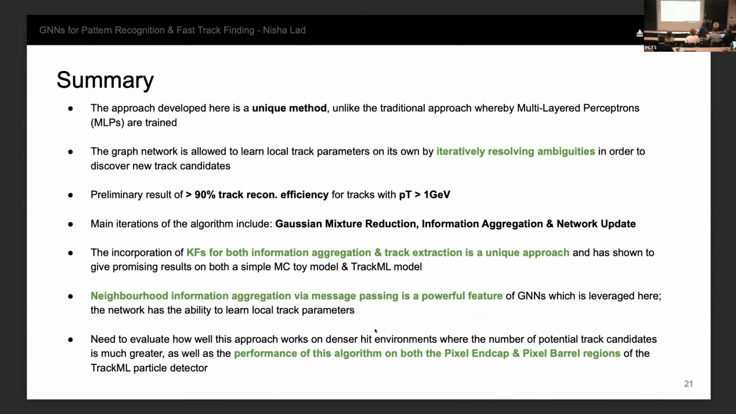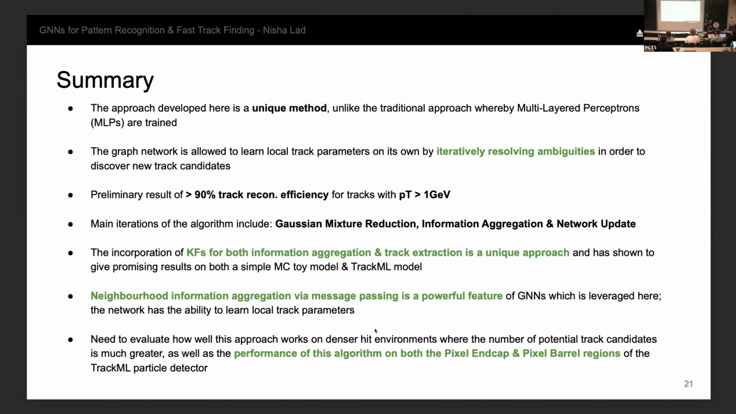Just to summarize, the approach developed here is unique, unlike a lot of the traditional approaches where we normally see multi-layered perceptrons being trained. The graph network is allowed to learn the local track parameters by iteratively resolving ambiguities. A preliminary result that we have is that the track reconstruction efficiency is greater than 90% for tracks with pT above 1 GeV. And the main take home from this is the importance of the Kalman filter for both the information aggregation and the track extraction, which is a very unique approach.